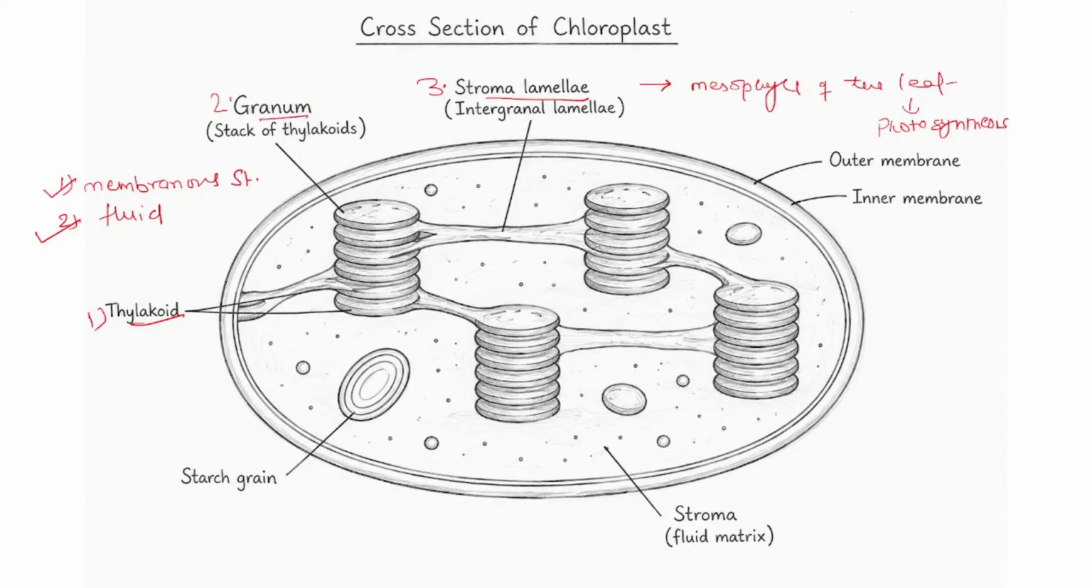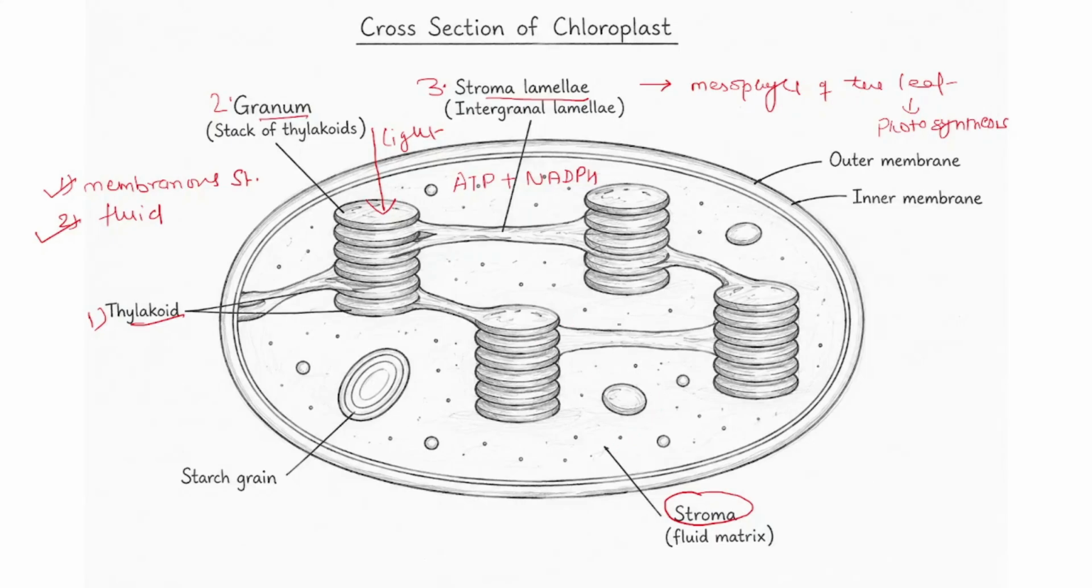Students, remember, these are the site where light energy is trapped and converted into ATP and NADPH. And surrounding these membranes is present what? Stroma, that is the fluid matrix. This is the stroma. Don't confuse it with stroma lamellae. Stroma lamellae is the membranous structure while stroma is the fluid matrix.